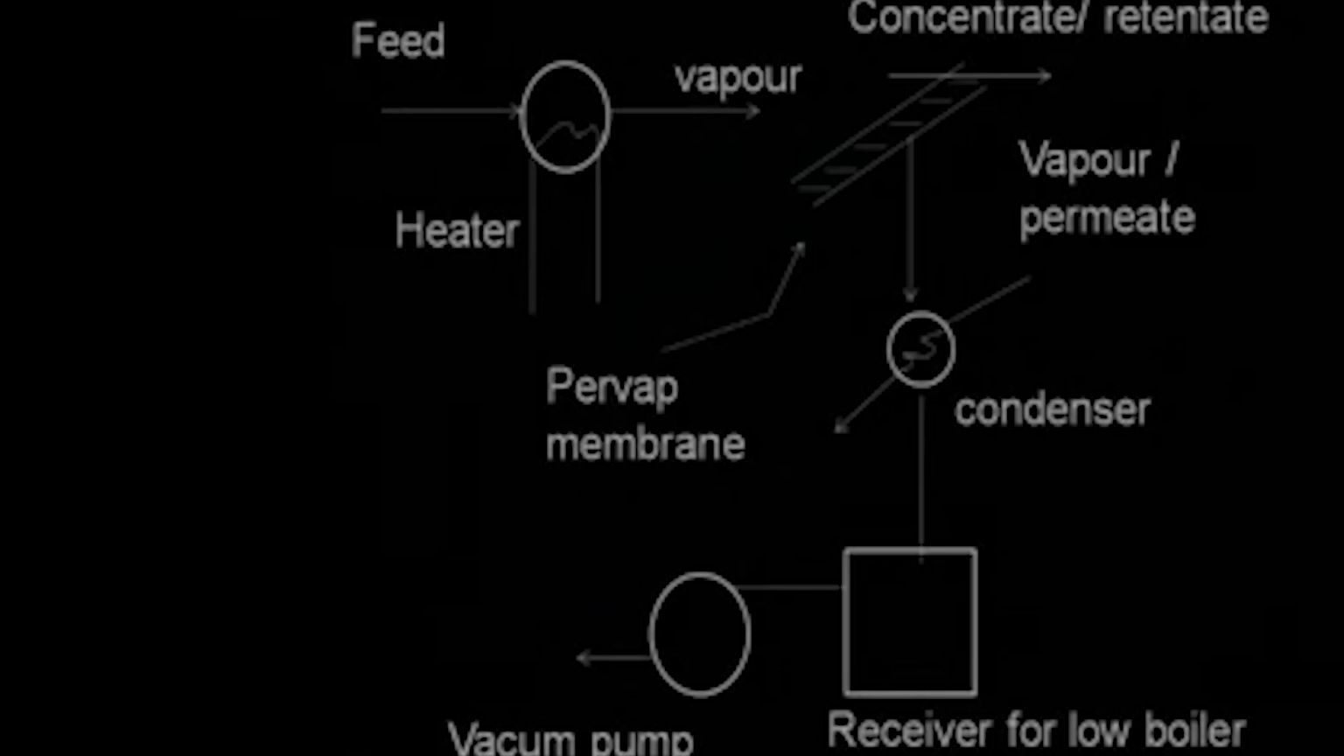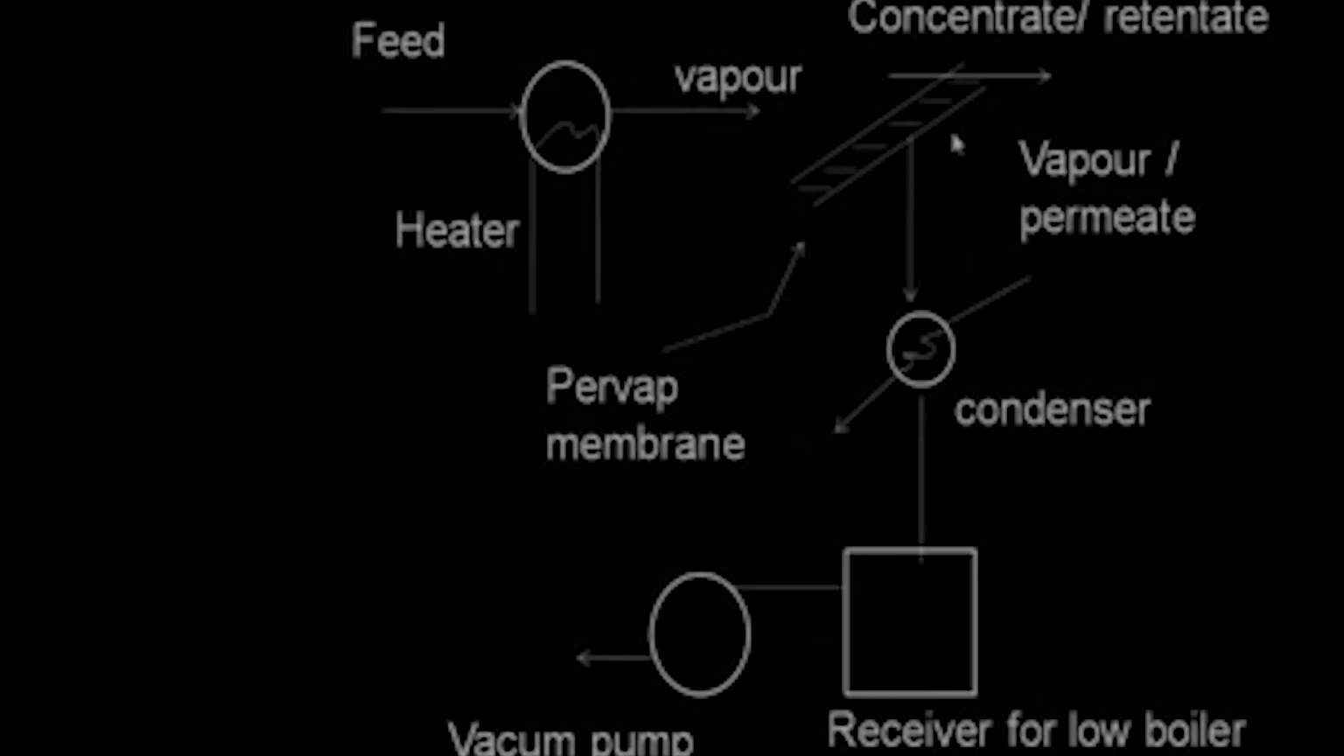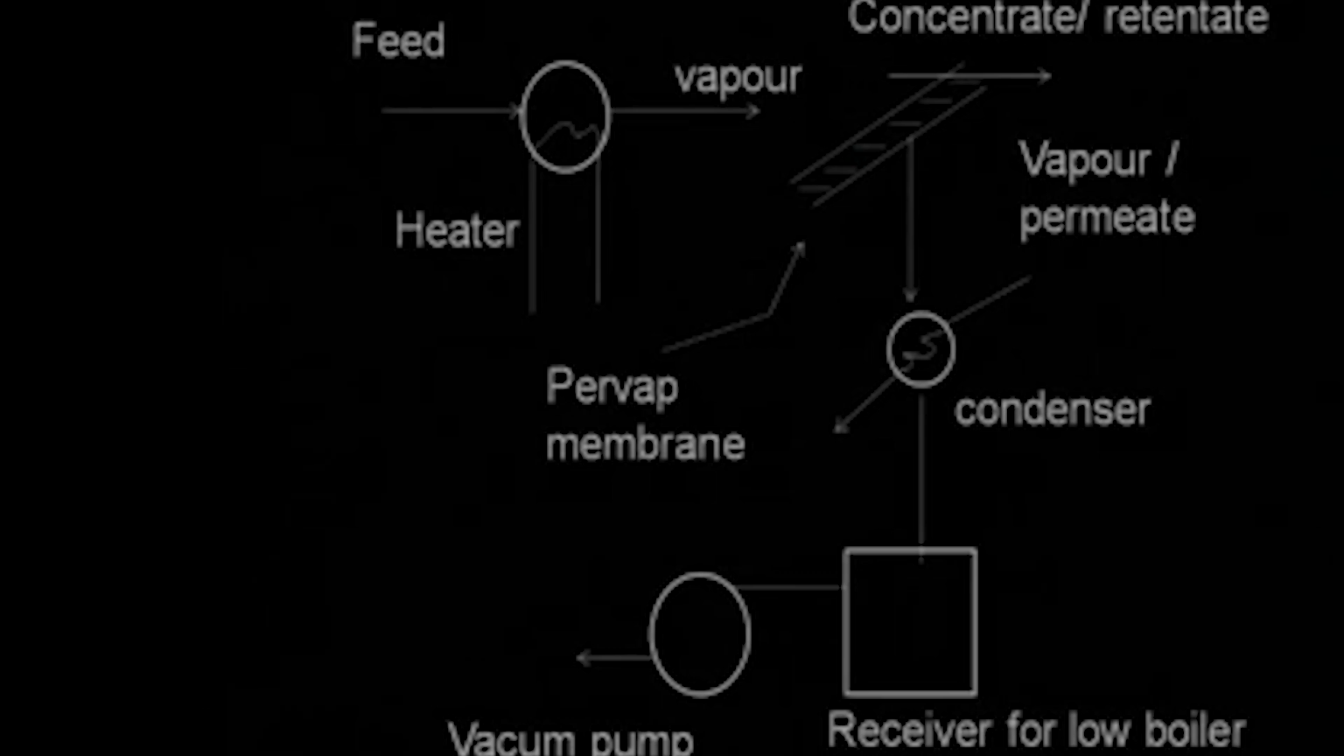So here you are applying a heating so that the feed gets vaporized, here you are condensing the vapor and the driving force is your vacuum here, and there are no pores in the membrane. So the process is permeation and evaporation. So permeation is like a diffusion, not like a filtration here.